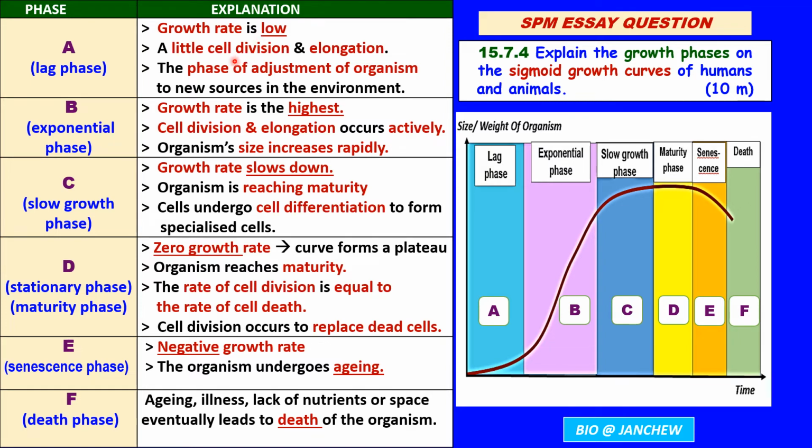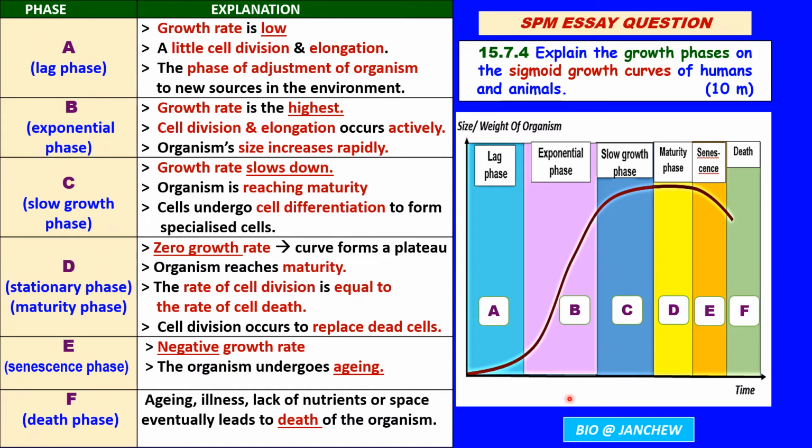Why? Because the organism is made up of fewer cells compared to an adult. So the cell division that occurs is slow, and then there's also cell elongation. So there's a little cell division and cell elongation, and this is the phase of adjustment of the young organism to new sources in the environment, right?